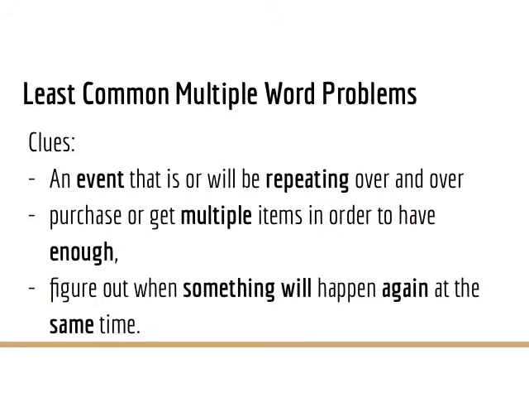All right, now let's talk about least common multiple word problems. So once again, you're going to write these clues down so you can reference them later. So a clue might be if there is an event that's going to be repeating over and over, and you're trying to find where they match up. If you need to purchase or get multiple items in order to have enough for something, or to figure out when something will happen again at the same time. These are all going to be about things repeating or needing to get multiples of them. It's all about repeating sequences of events happening over and over. Pause until you have all this written down and then move on to an example.